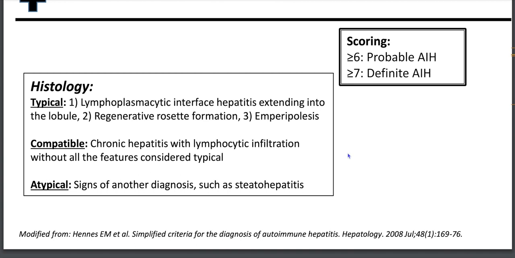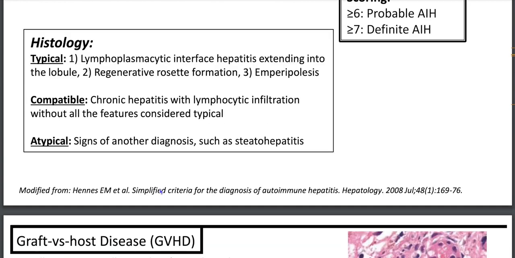And just to recap, histology, the typical is lymphoplasmacytic interface hepatitis. Remember, extending into the lobule from the portal tract. Regenerative rosette formation, and you can have emperipoiesis. Compatible with chronic hepatitis with lymphocytic infiltration without all the features considered typical. Atypical, signs of another diagnosis such as steatohepatitis.